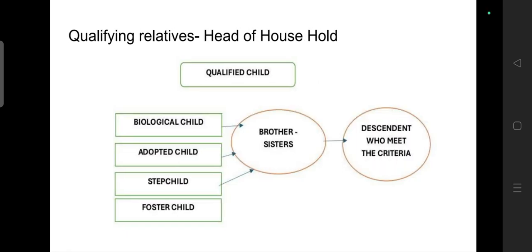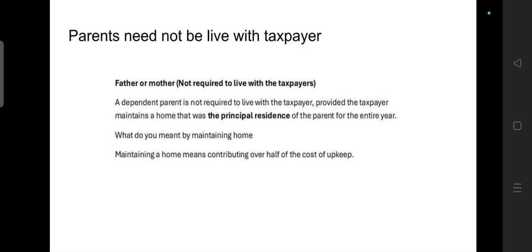Let's go into the definition of qualified people, qualified relatives. Child: own child, adopted child, stepchild, which we already saw under qualifying widower. Foster children are included here for qualified relatives. Brothers and sisters of the same grandparents are also included.